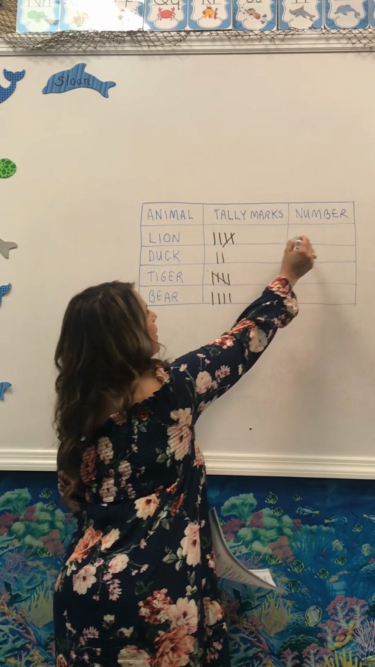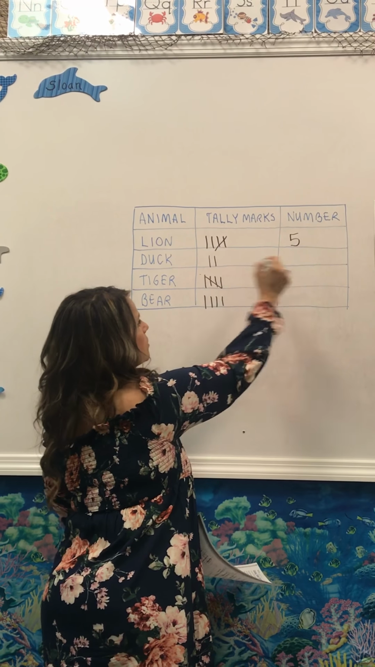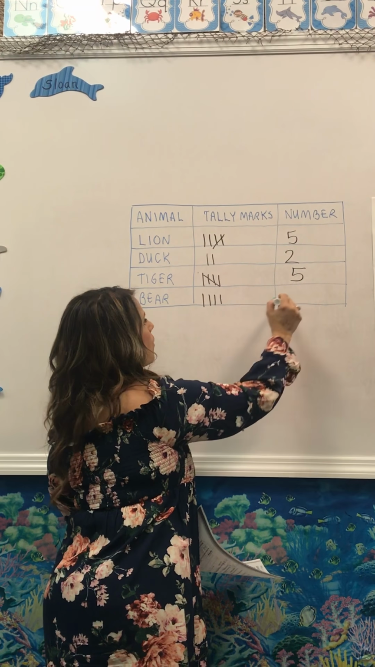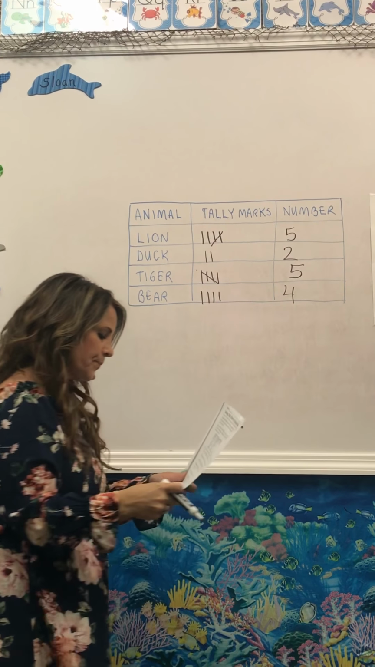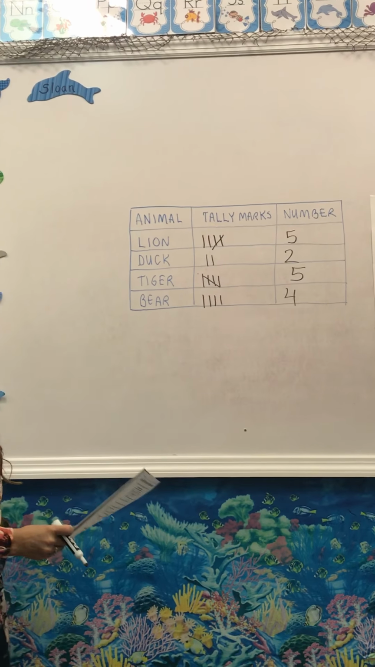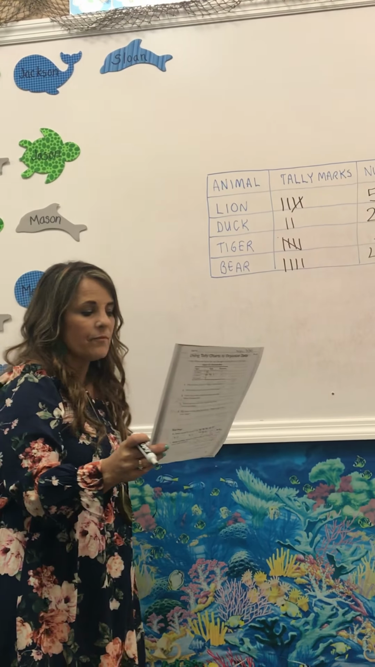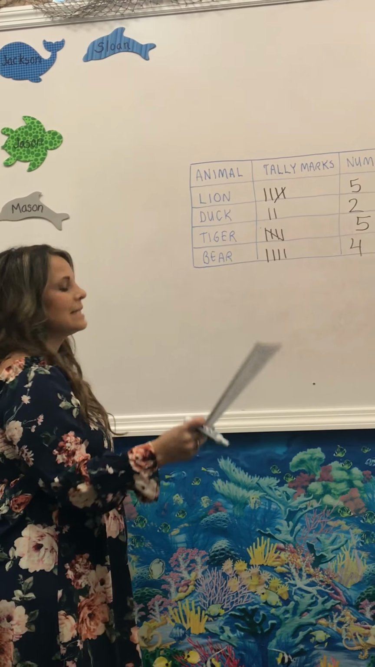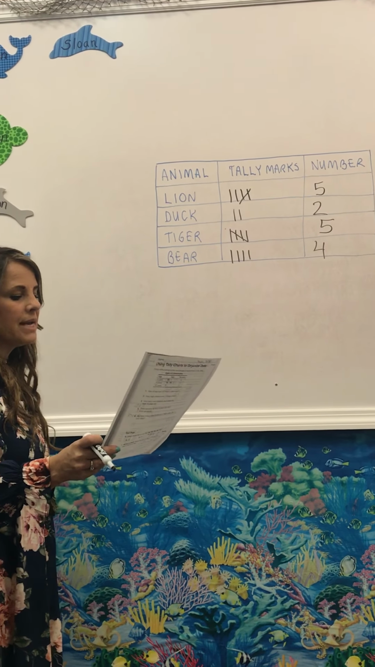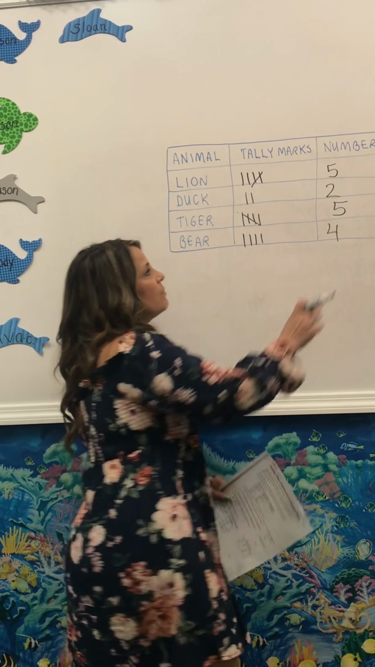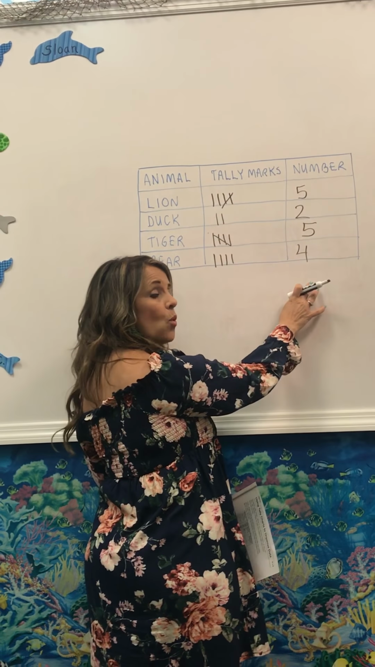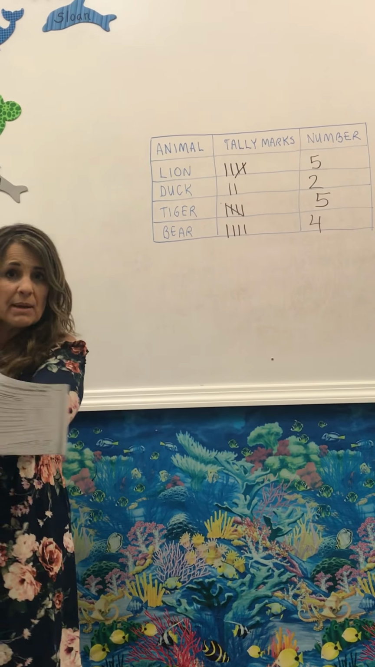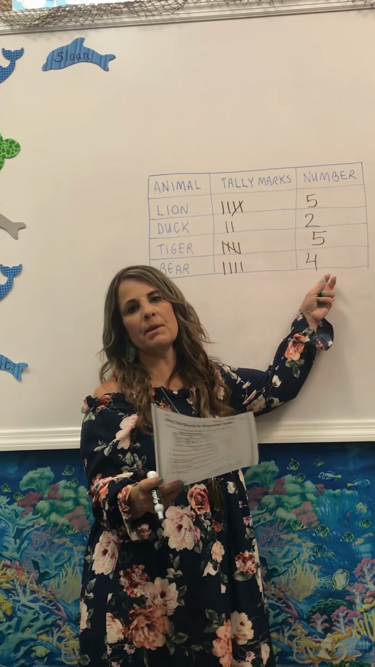So let's add up all our tally marks. Over here, we have 5 lions. We have 2 ducks. We have 5 tigers. And we have 4 bears. Okay. For number 6, the total of people that voted was 16 people, because 5 plus 5 is 10, plus 4 is 14, plus 2 is 16. So your answer for number 6, how many people voted? We have 16 people that voted.